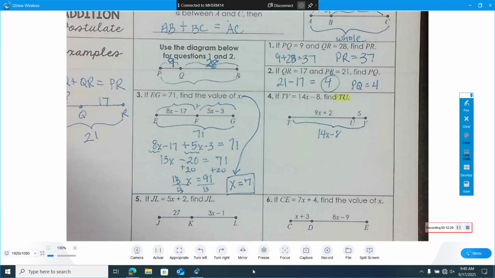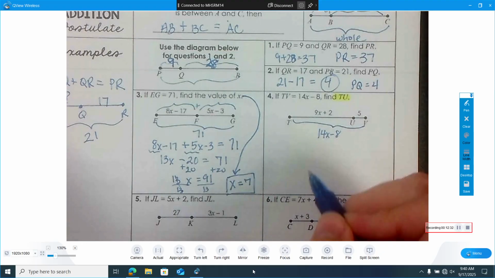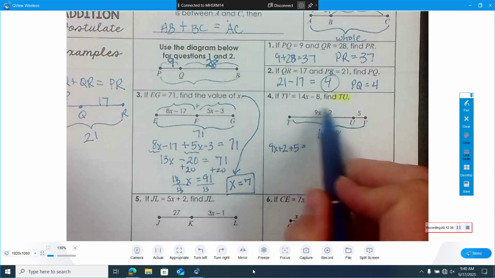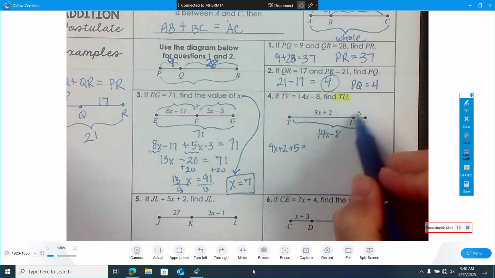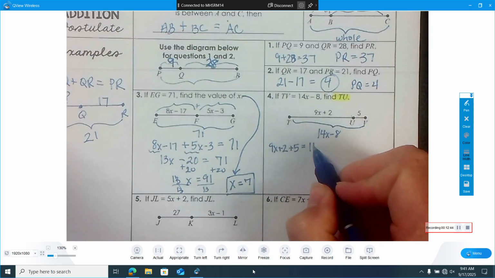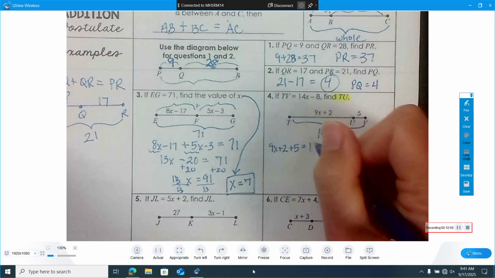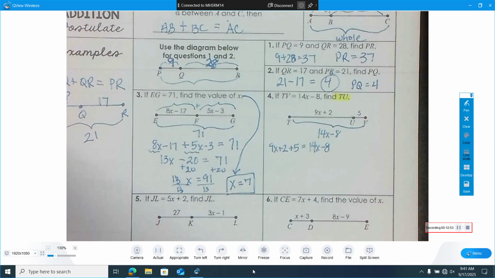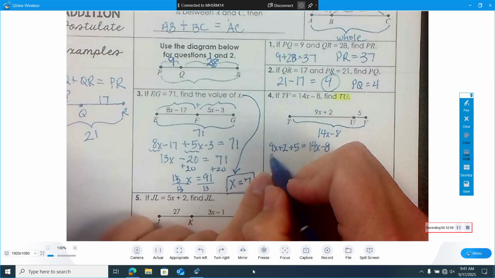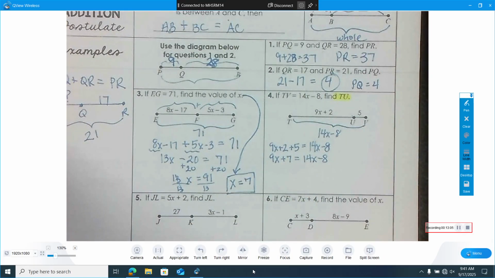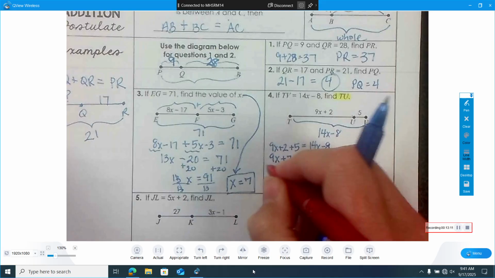How should we set this up? What's our setup here? 9x plus 2 plus 5 equals 14x minus 8. Yes. Here's our little piece, 9x plus 2, plus the other piece equals the whole, 14x minus 8. All right, piece plus piece equals whole. Little piece plus little piece equals the whole thing. And now, again, I'm going to clean this up. I've got 9x plus 7 equals 14x minus 8. What do you want to do? Minus the 14x? Sure, I can subtract 14x.